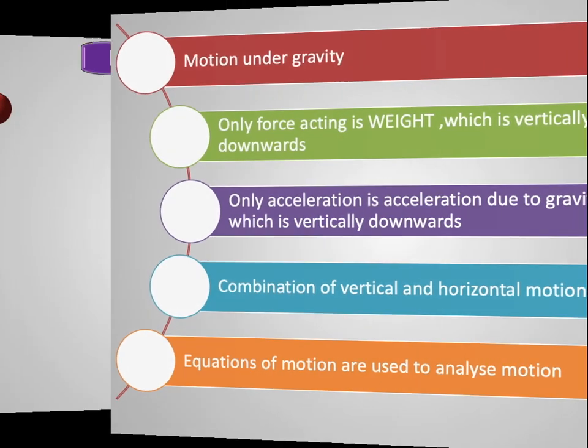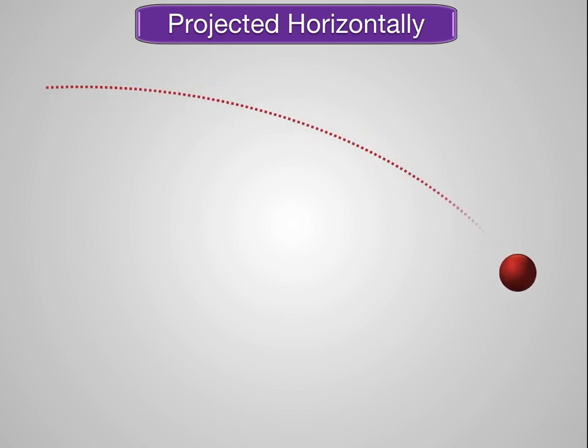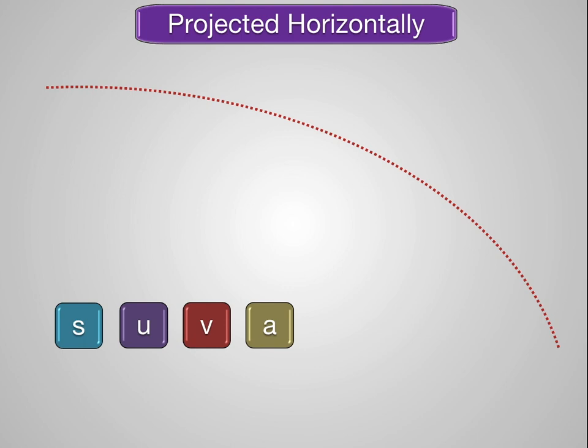So let's discuss a very simple type of projectile motion, that is something thrown perfectly horizontally, meaning the initial velocity is perfectly in the horizontal direction. Now let's see the directions of the important properties of projectile motion.